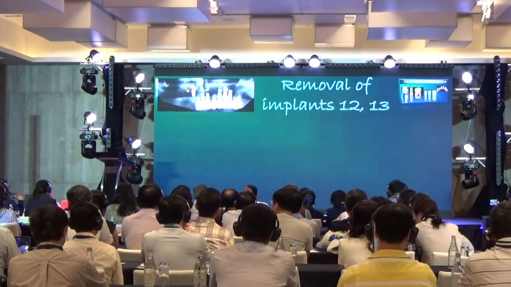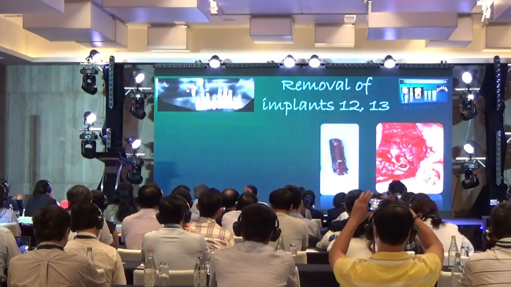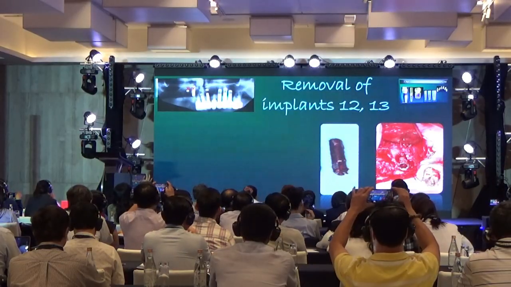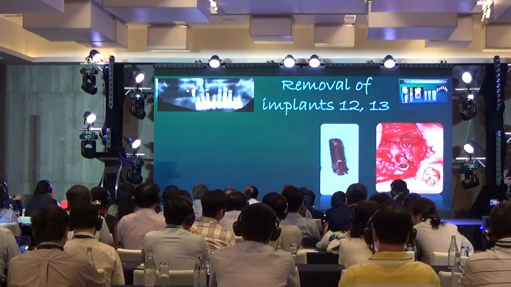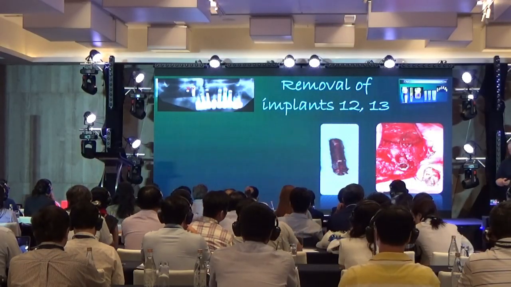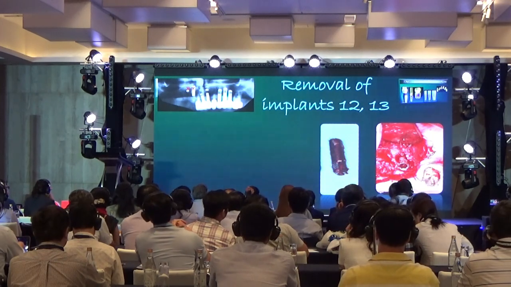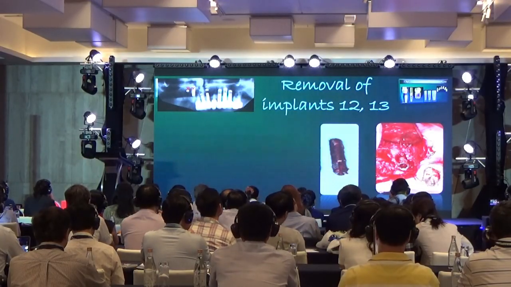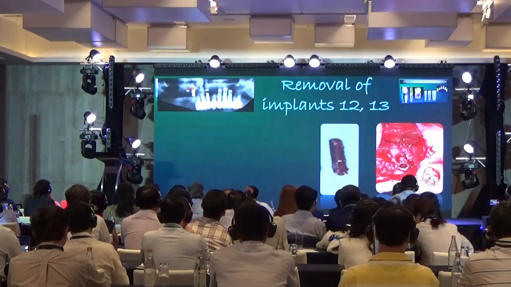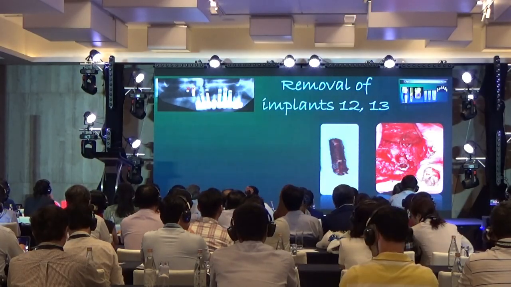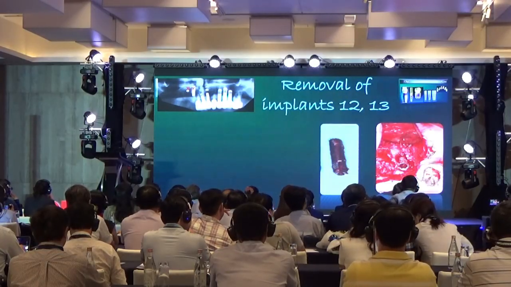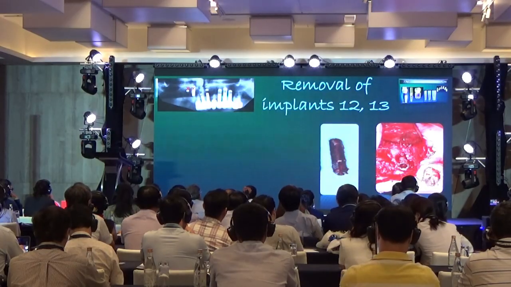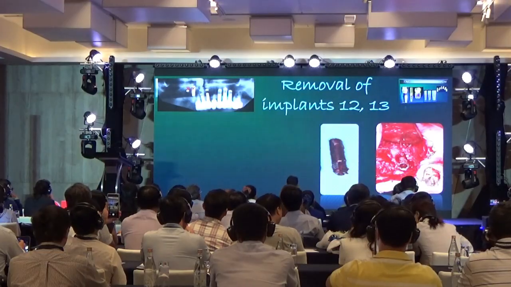So, we need to take out implants 12 and 13. Now, removal of an implant is not always very easy. We try to do it with a removal tool. We try to do it with different tools that we can place inside and do reverse torque. But not always is it doable. So many times we have to remove bone around the implant in order to move it, take it out, and then of course we need to do bone grafting in this area.